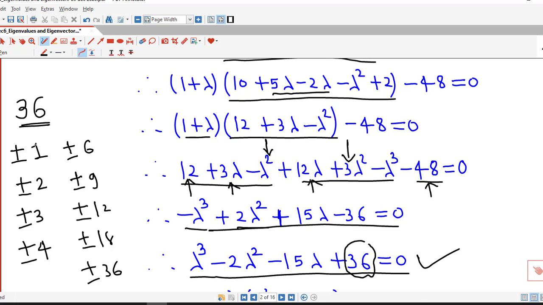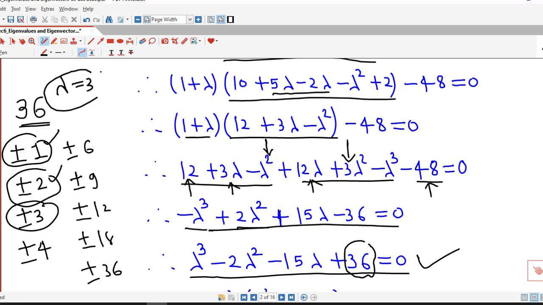First we can check for lambda equal to plus or minus 1, then plus or minus 2, then plus or minus 3, and so on. I have checked that these two do not satisfy this equation, and if you take lambda equal to 3, it will satisfy this equation. We can check by putting lambda equal to 3.